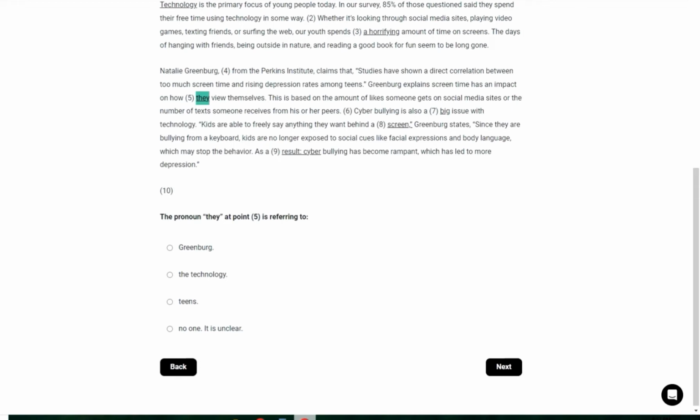That one makes sense. And the last one would be no one. It is unclear. And given that 3 or C was so descriptive and it matched what we were looking for, no one would be incorrect. We're looking at teens here.